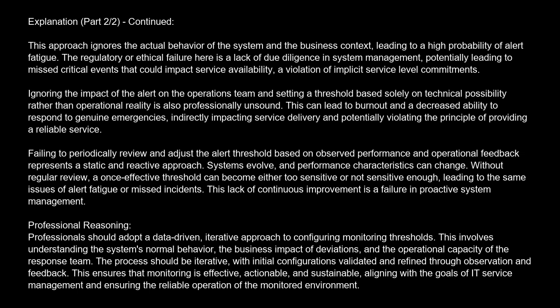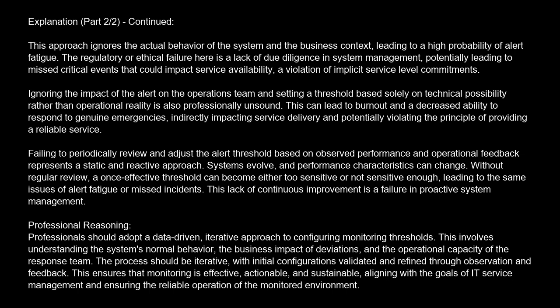Failing to periodically review and adjust the alert threshold based on observed performance and operational feedback represents a static and reactive approach. Systems evolve, and performance characteristics can change. Without regular review, a once effective threshold can become either too sensitive or not sensitive enough, leading to the same issues of alert fatigue or missed incidents. This lack of continuous improvement is a failure in proactive system management.